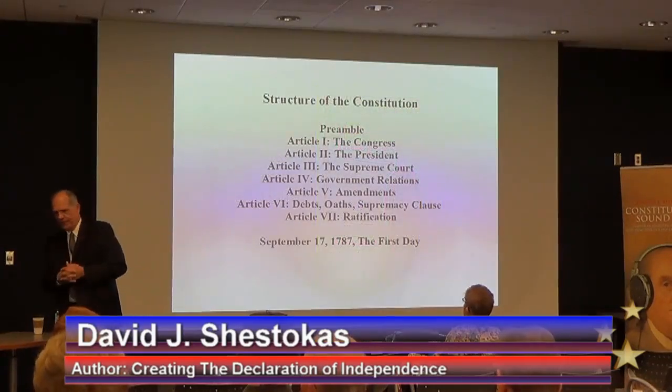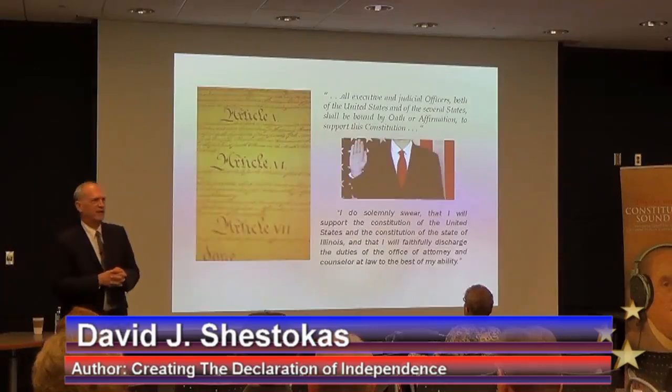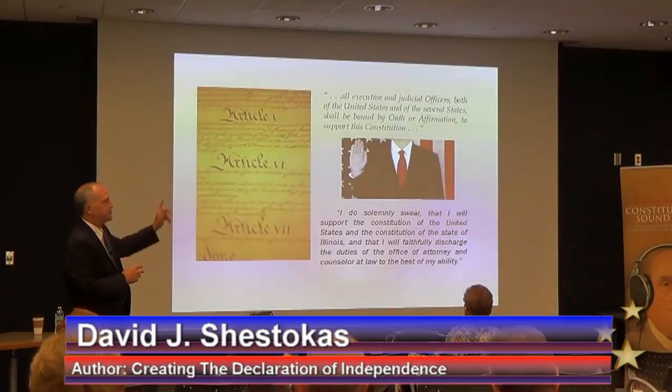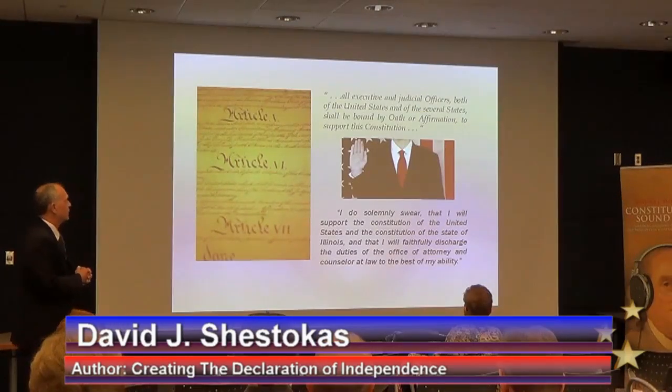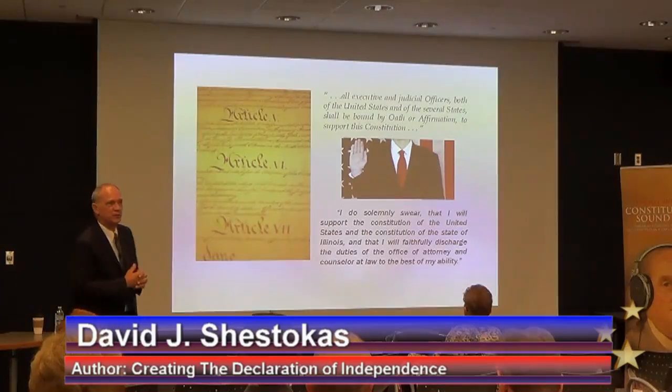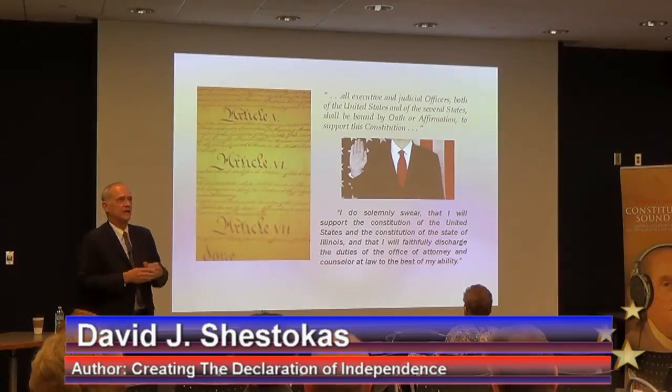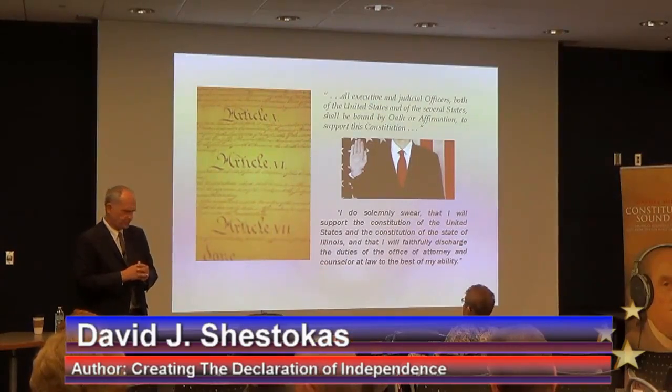So we're going to talk a little bit about Article 6, some background, some personal background on this situation. One of the important things in Article 6 indicates that all executive and judicial officers, both of the United States and several states, shall be bound by oath or affirmation to support this Constitution. And that also, I've got that section there, but it also included all legislative officers early on in the section. The oath provisions of Article 6 are kind of interesting because of the purpose.